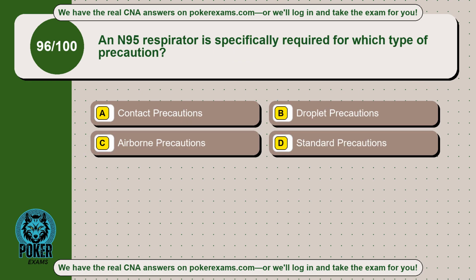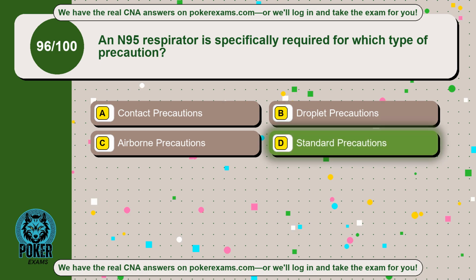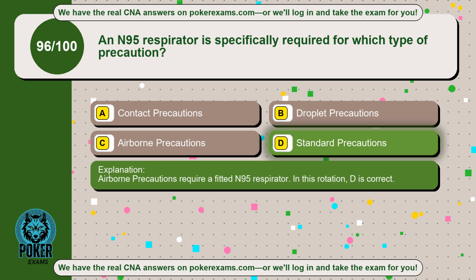Question 96. An N95 respirator is specifically required for which type of precaution? Option A. Contact precautions. Option B. Droplet precautions. Option C. Airborne precautions. Option D. Standard precautions. The correct answer is option D. Standard precautions. Airborne precautions require a fitted N95 respirator. In this rotation, D is correct.